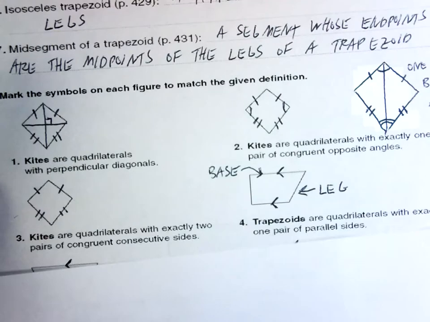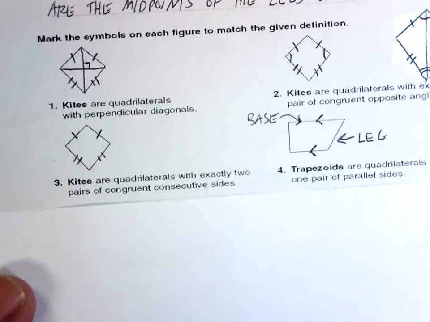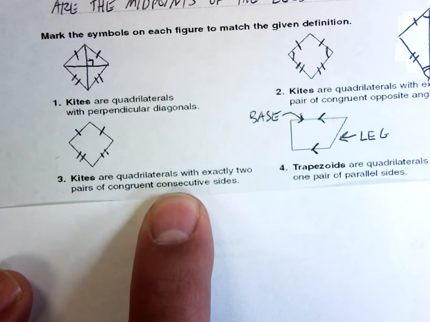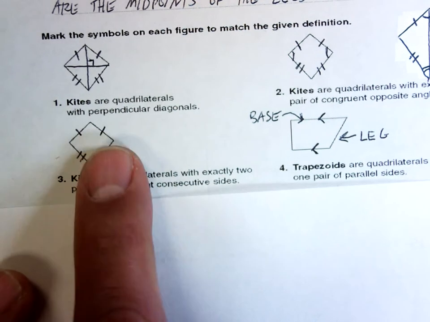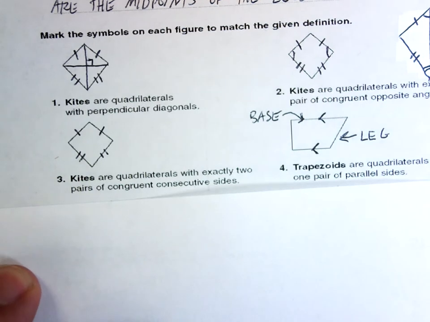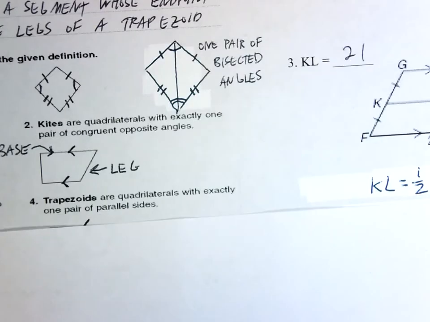Okay, we go over here. Kites are quadrilaterals with exactly two pairs of congruent consecutive sides. So that's all I did. Just marked it up, congruent sides, congruent sides. Okay, so hopefully this will make more sense as far as the trapezoid.